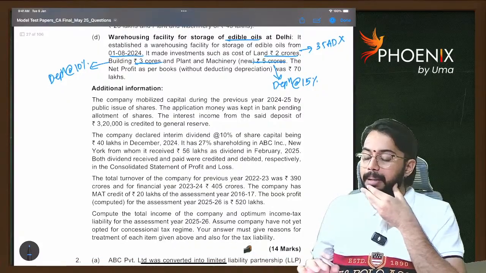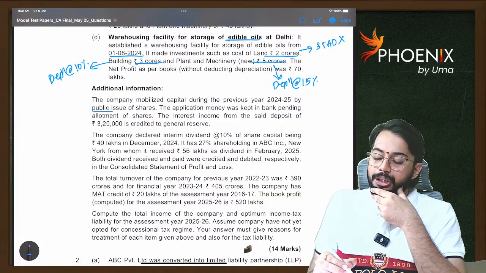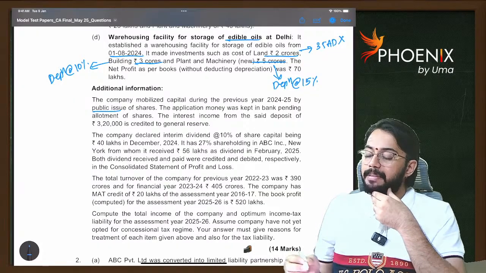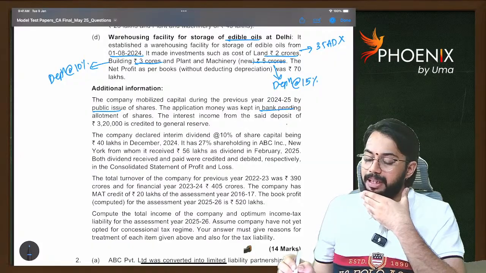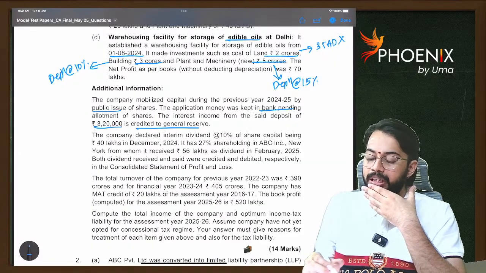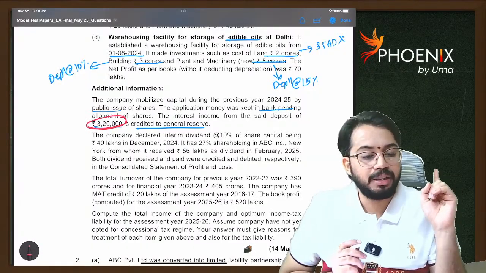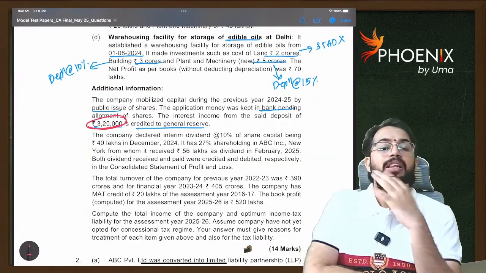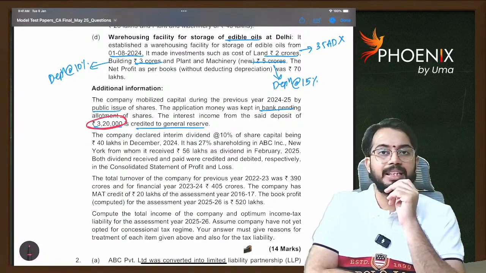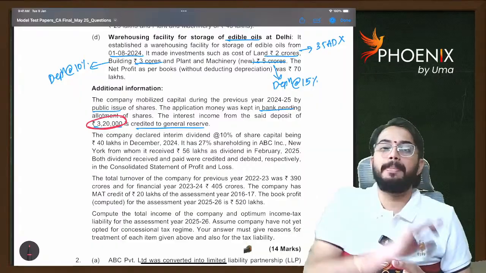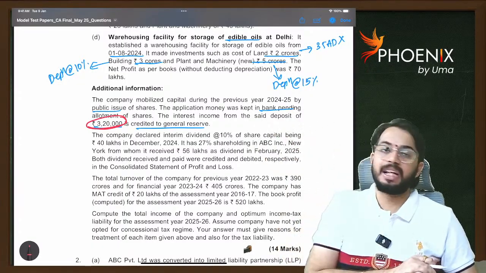Next. Company mobilized capital during previous year 24-25 by public issue of shares. The application money was kept in bank pending allotment of shares. The interest income from the said deposit, 3,20,000, is credited to general reserve. Very, very important. Monish and Surendra, please listen. 3,20,000, it is interest income. Why was interest income received? Share application money is deposited in bank. For depositing share application money, we received interest income.